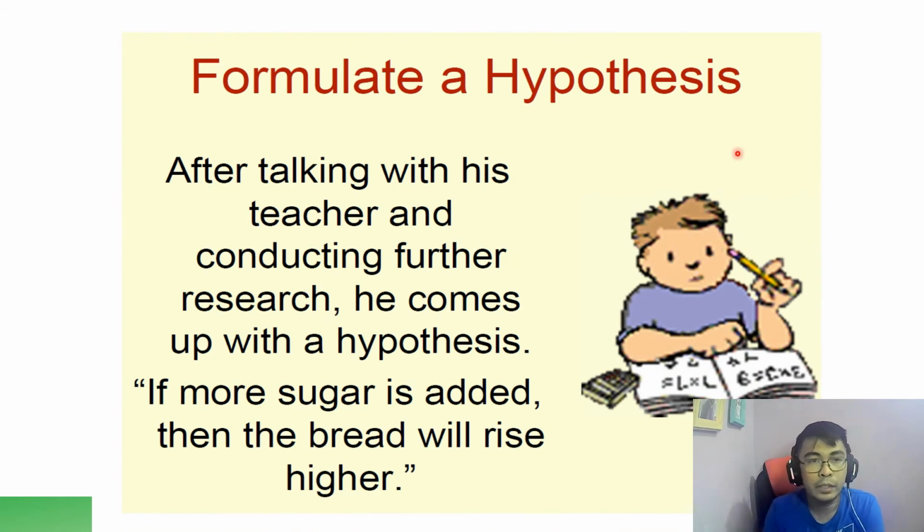The next step is for John to formulate a hypothesis. After talking with his teacher and conducting further research, he comes up with a hypothesis. According to him, this is his hypothesis: if more sugar is added, then the bread will rise higher. So how did John come up with this hypothesis? Of course, this is the educated guess of John, but in coming up with a hypothesis, there should be a basis for this one.